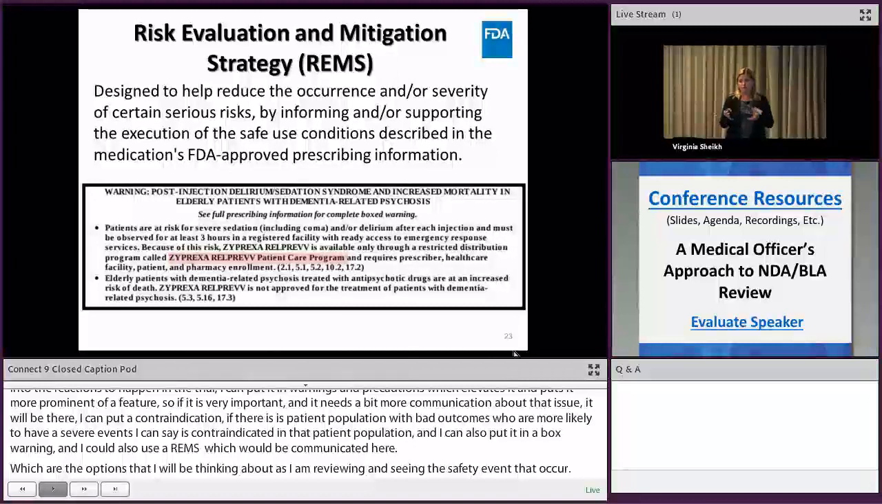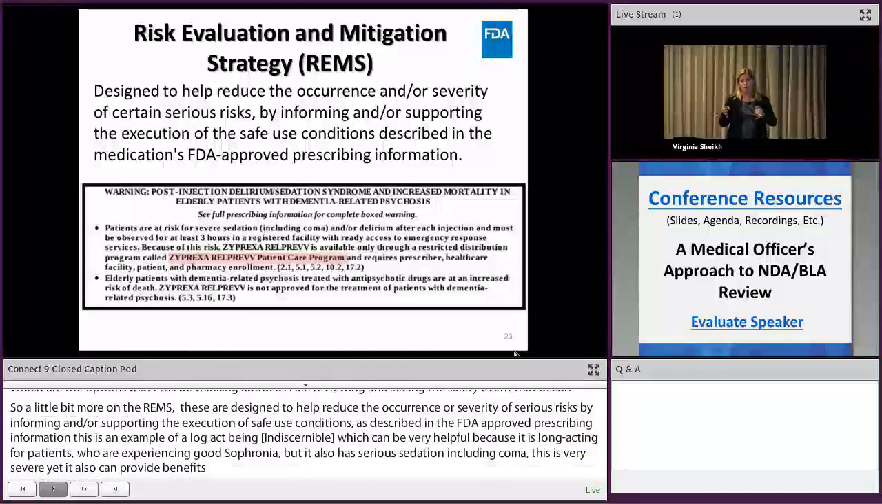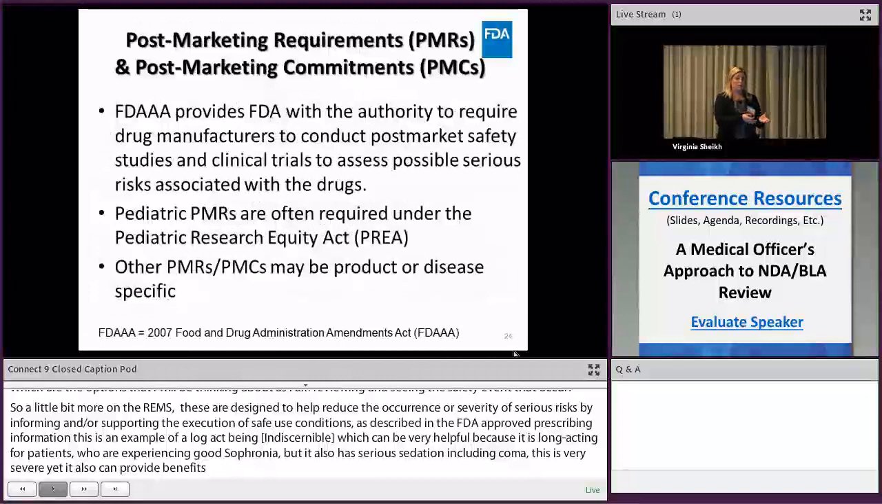So this REMS program is designed so that everyone, the patients and the prescribers, are all enrolled in this, and so this is a way that we can provide access to the public to this medication, but limit it to people who can benefit and keep it away from people who maybe aren't likely to get that benefit, but likely to get the risk.